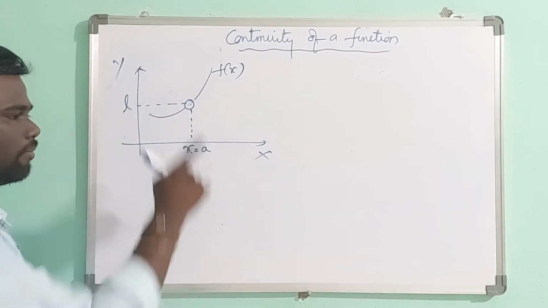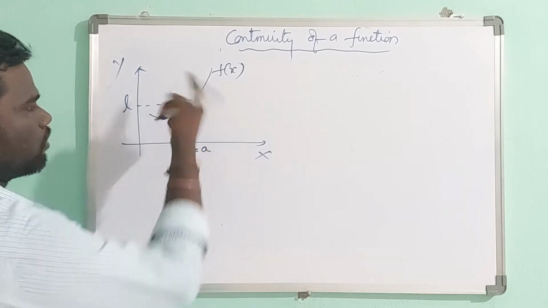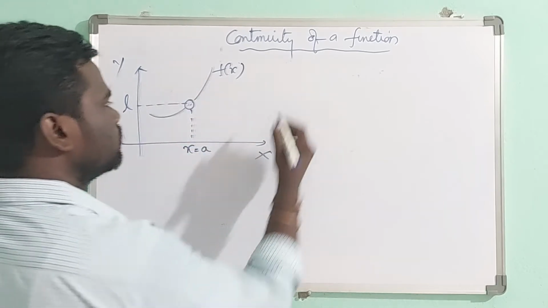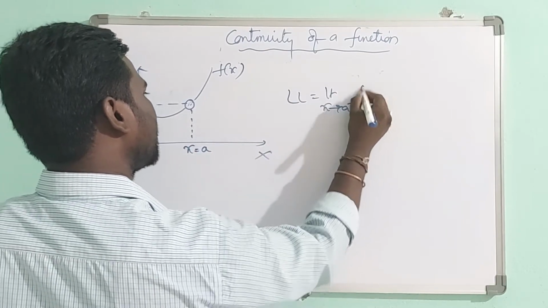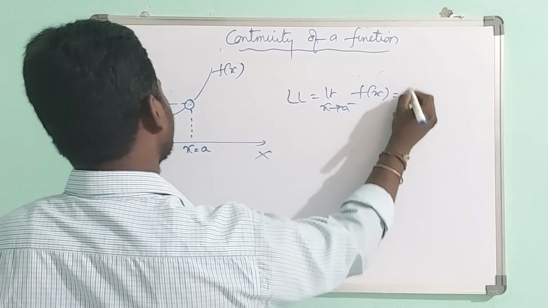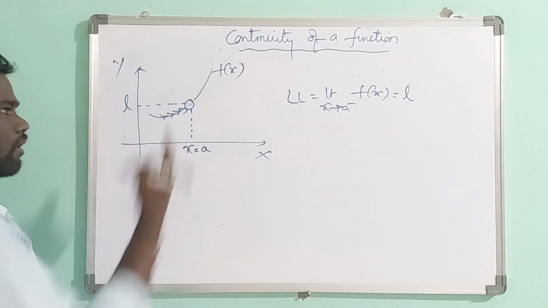So don't think that the previous graph is the same as this graph. Why? Because here the value of the function is not there. So now check the left limit. Here, the limit as x approaches a from the left of f of x is equal to what? L. Why? Because the value of the function approaches L.